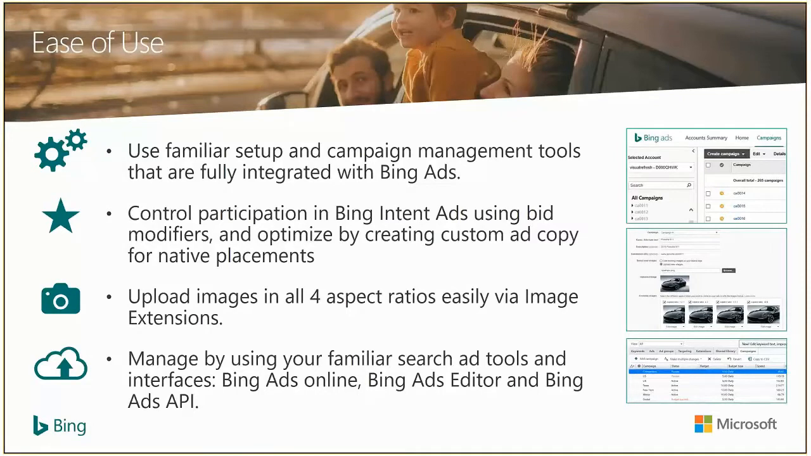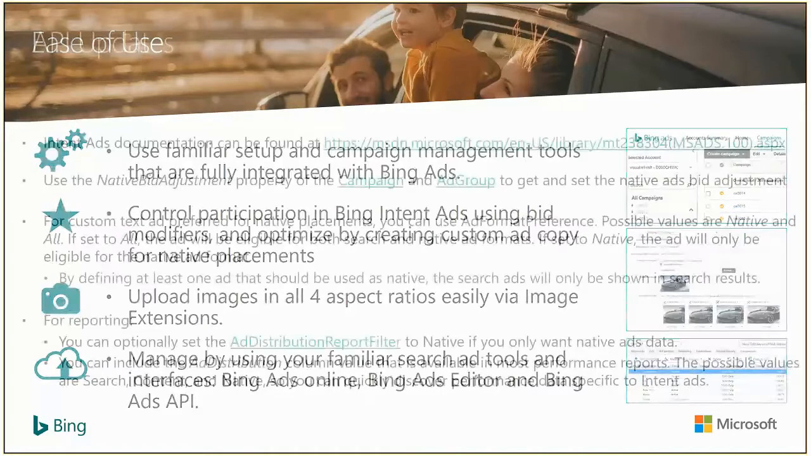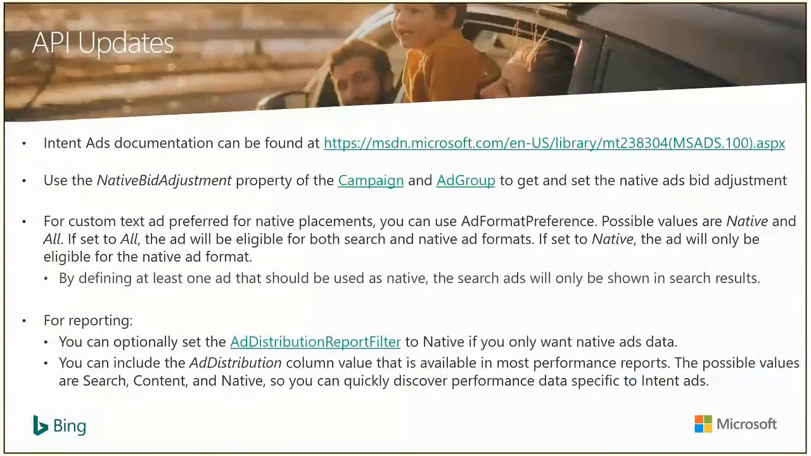On the final slide, it just quickly talks about the different ways that you control it via the API. There's the native bid adjustment property at the campaign and ad group level that you can set for this native placement. You can set the bid adjustment. Also for intent ads, you can create a custom text ad by using the ad format preference. If you set it to native, then that ad is eligible for distribution only on native. If you set it to all, it's for both.